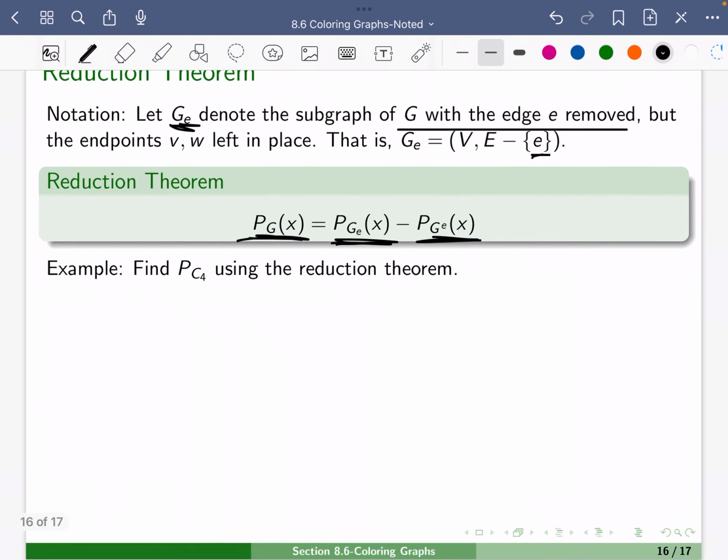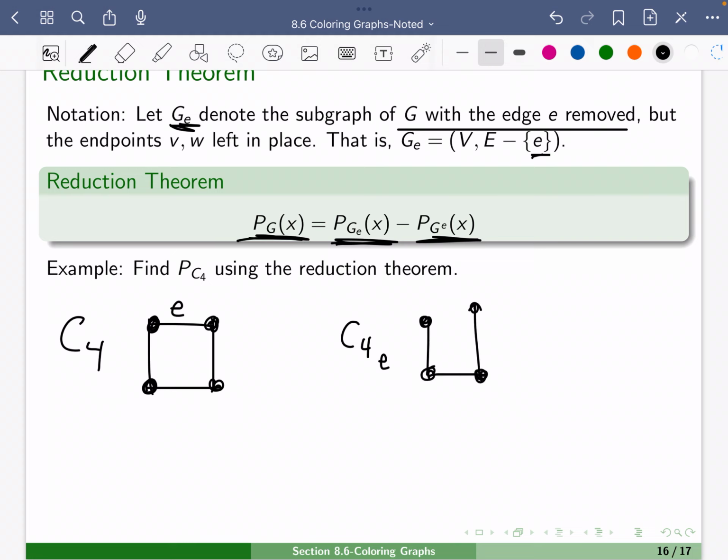So let's find P(C4) using the reduction theorem. So C4 looks like this. Let's go along this edge. And so C4 with that edge removed looks like this. All right, so that's C4 with the edge removed. P(C4) with that edge removed.